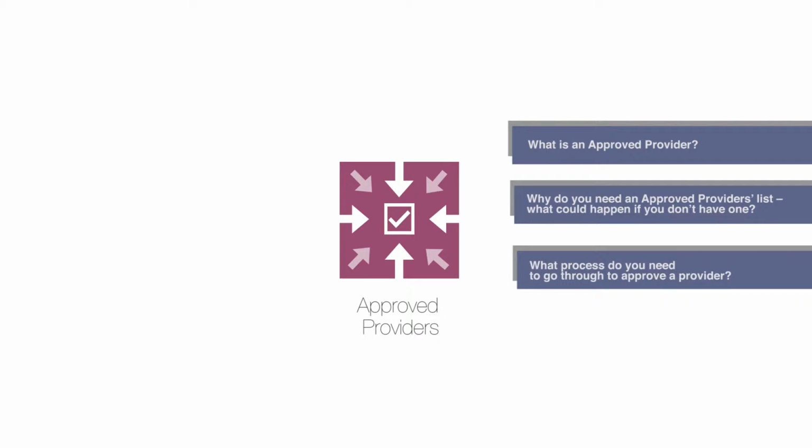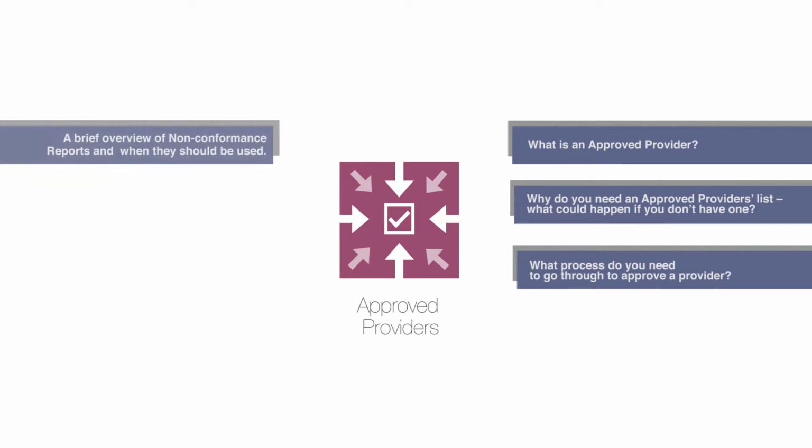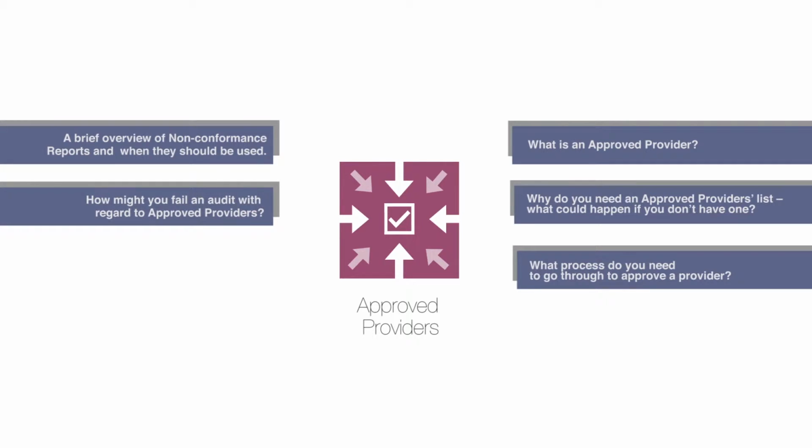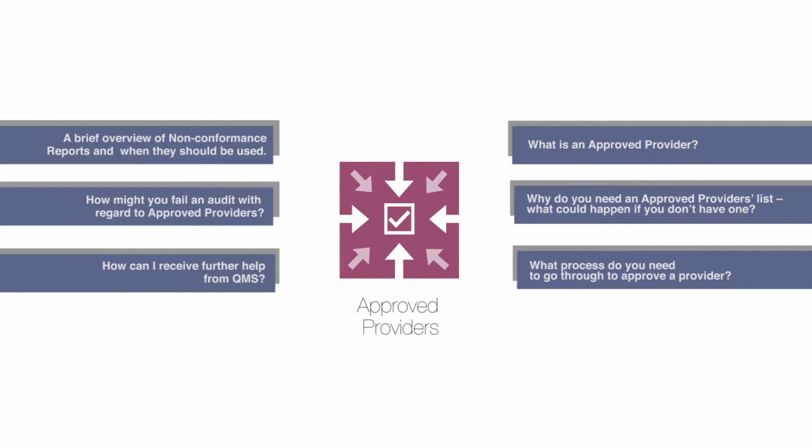What process do you need to go through to approve a provider? A brief overview of non-conformance reports and when they should be used. How might you fail an audit with regard to approved providers? And how can I receive further help from QMS?